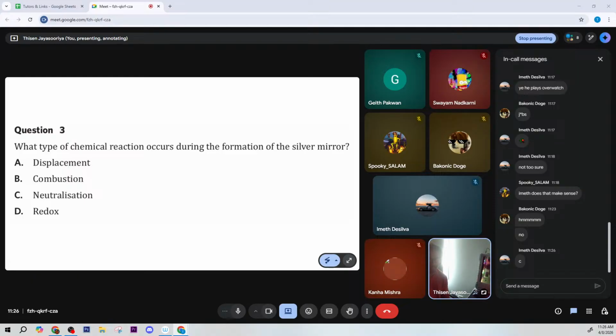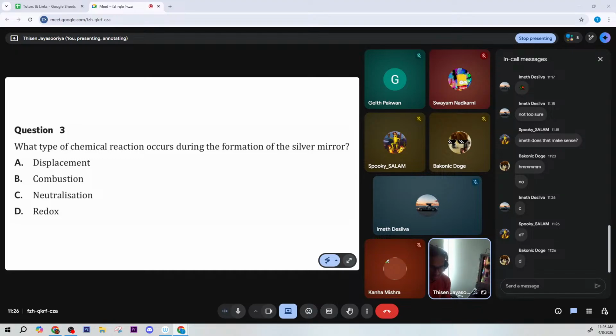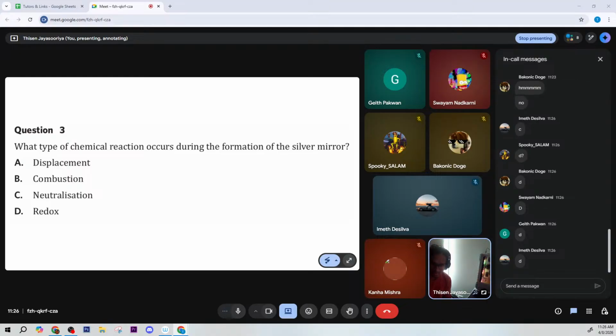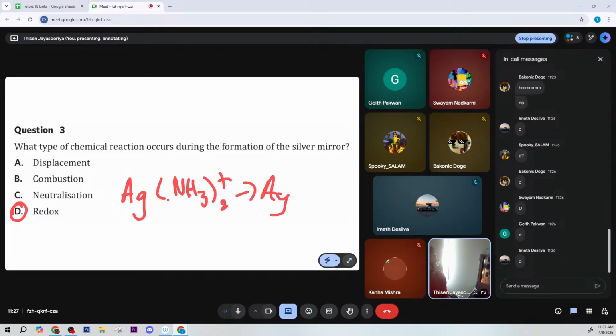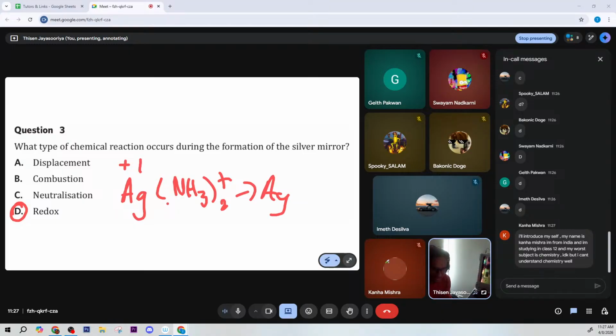So Emeth says C. D. Anyone else want to guess? Is it Kahan? I'm definitely mispronouncing your name. Here it's D, because this is being turned into Ag. We see a change in oxidation state.